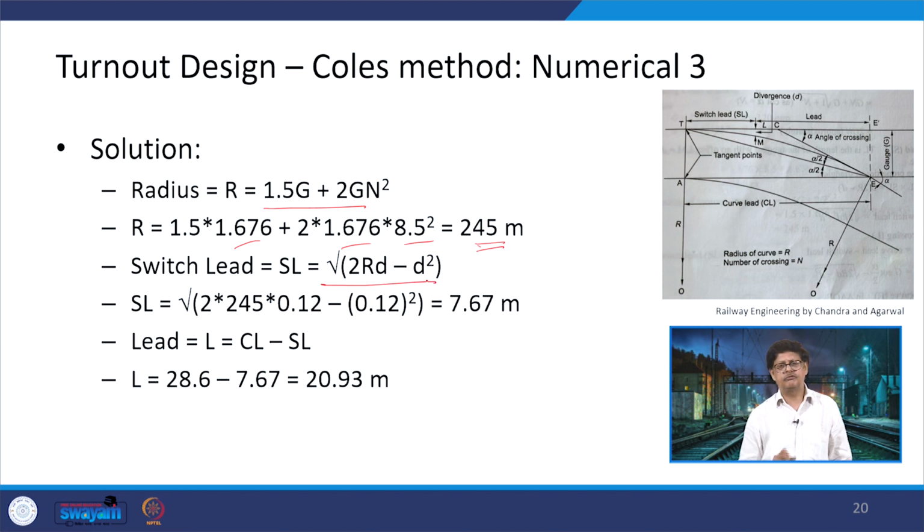Switch lead is under root of 2 R d minus d square, d is already given to us. If it had not been given to us, we would have calculated that value and put it here. So, this is 2 R d minus d square, with d being 120 mm. So, 7.67 meter is the value. The curve lead is found out, the switch lead is found out. Now, the lead is nothing but the difference between the two, and the difference comes out to be 20.93 meters. It means now we have all the elements required to trace this turnout, and it can be done easily in the field.